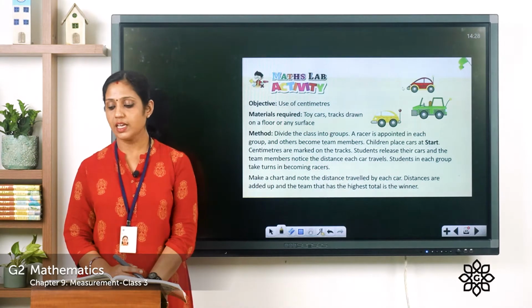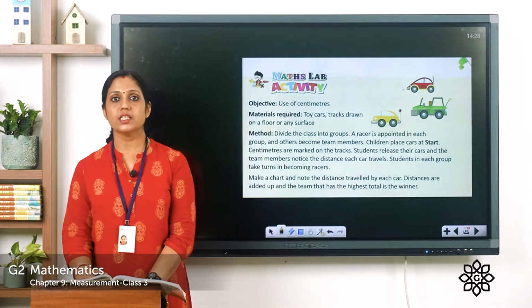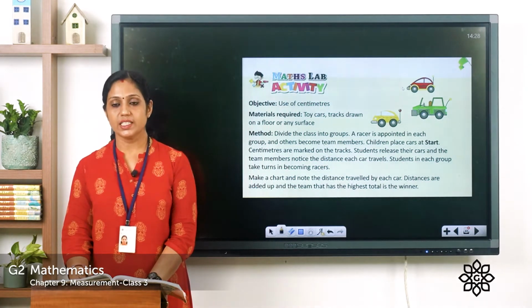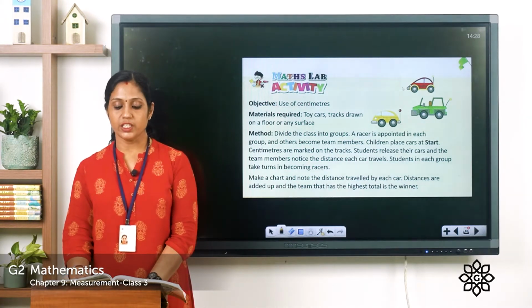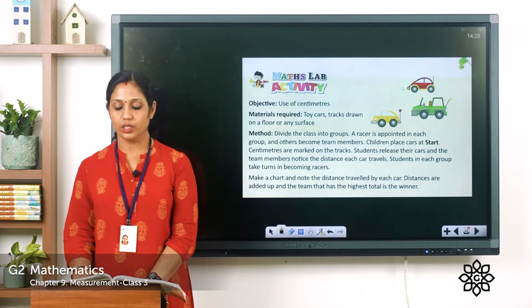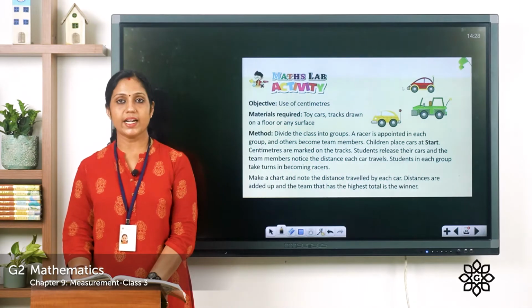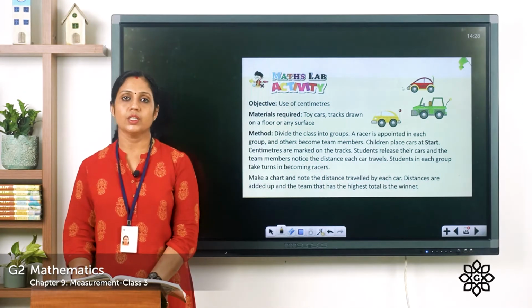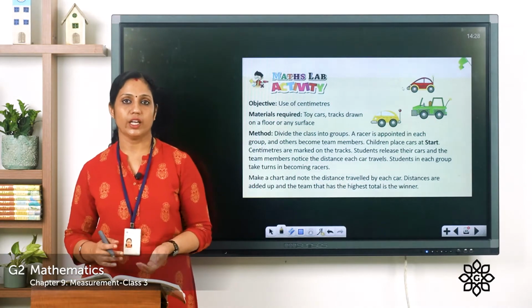Children place cars at start. Centimeters are marked on the track. Students release their cars and the team members notice the distance each car travels. Students in each group take turns in becoming racers. Make a chart and note the distance traveled by each car. Distances are added up and the team that has the highest total is the winner. So you can read the activity and do it accordingly.